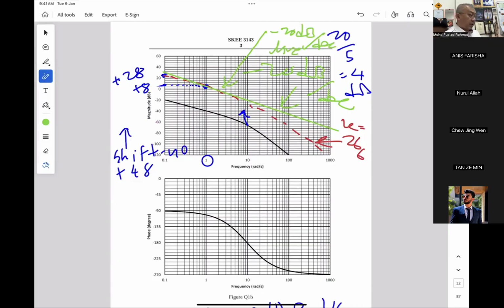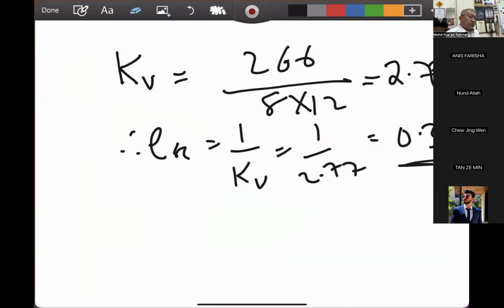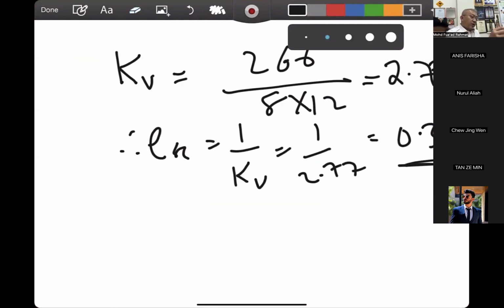And it cuts at 2.5. Cut here. So that is your kV. kV, okay, 2.5 using a ruler. So it's difficult to show in the iPad unless you have a hard copy of it. Okay. Can, guys? Can, Doctor.